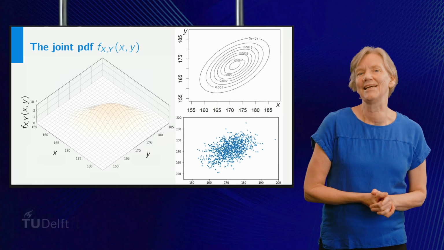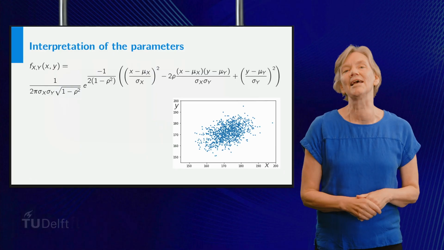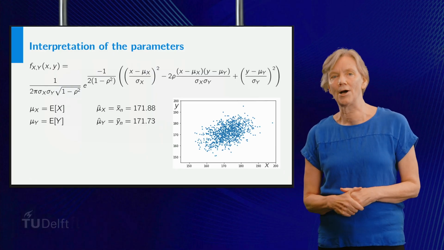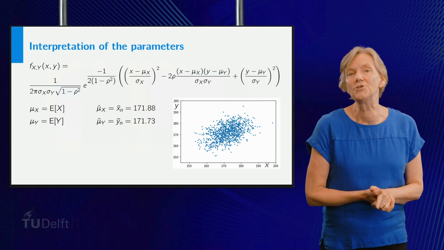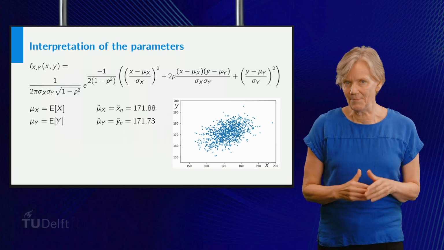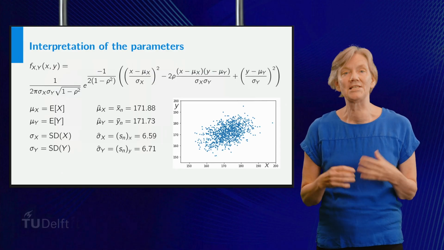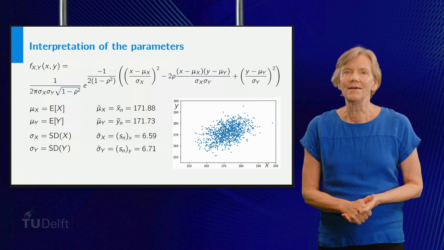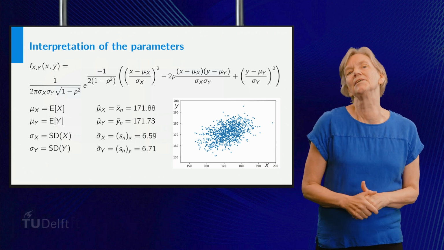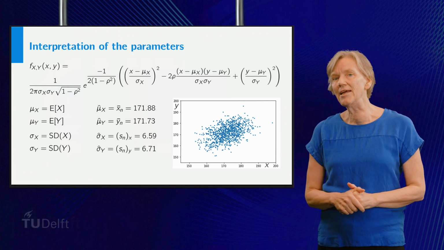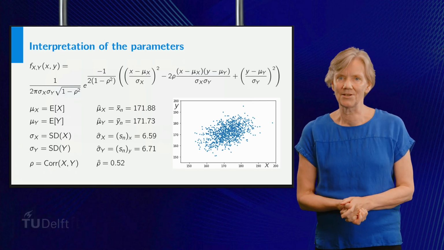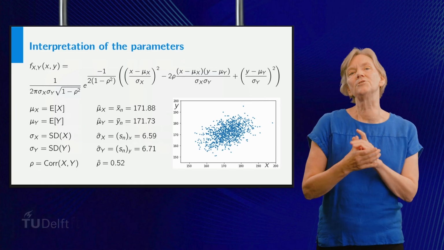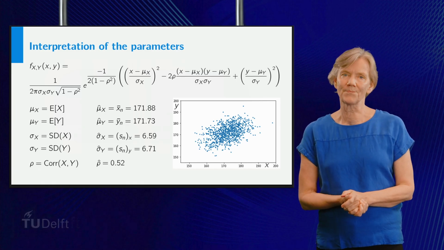Back to the formula. Let's see what the parameters mean and how we estimated them. μx and μy are the expected values of x and y. We estimated those from our bootstrap dataset by their average values. Similarly, sigma x and sigma y are the standard deviations of x and y, which were estimated by the sample standard deviations. Finally, rho is the correlation coefficient. Rho can also be estimated from the data. Here we found rho hat is 0.52.